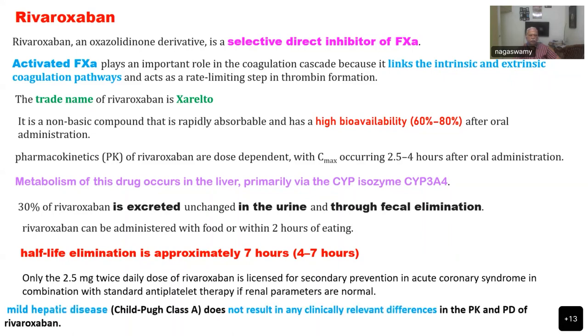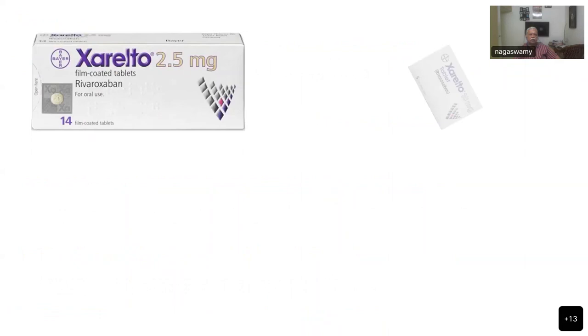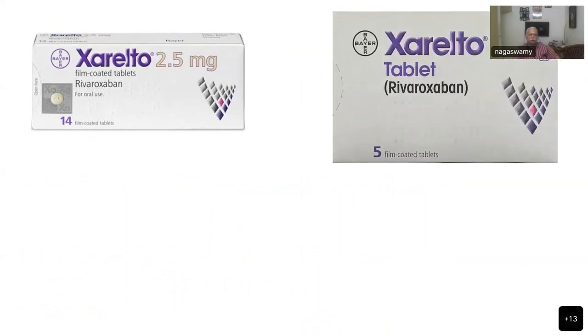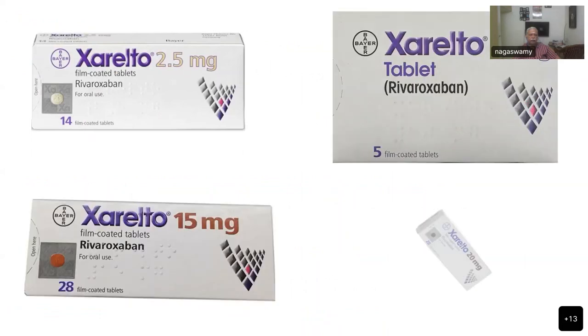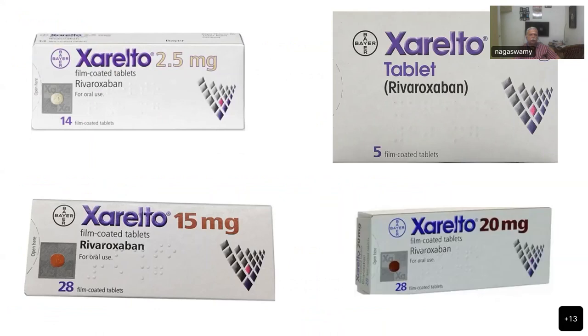And mild hepatic disease does not result in any clinically relevant differences, even though it is mainly metabolized in the liver. The mild degree of hepatic dysfunction does not preclude the usage of this particular drug. It is available in 2.5 milligram, 10 milligram, 15 milligram, and 20 milligram. So four preparations are available, which are all film-coated tablets.